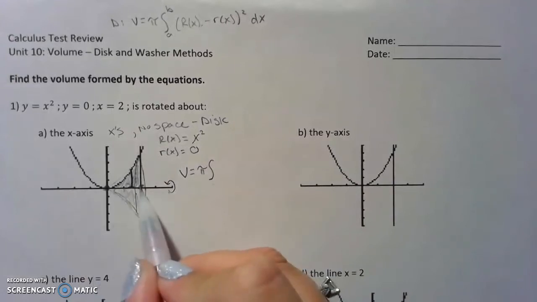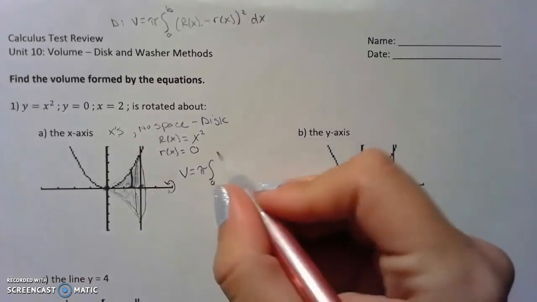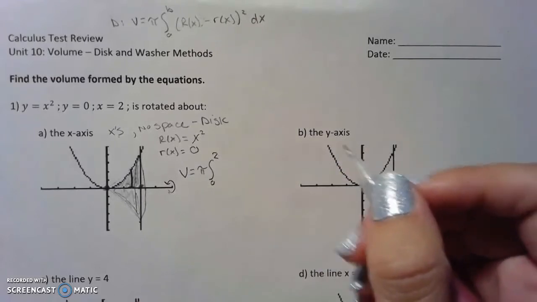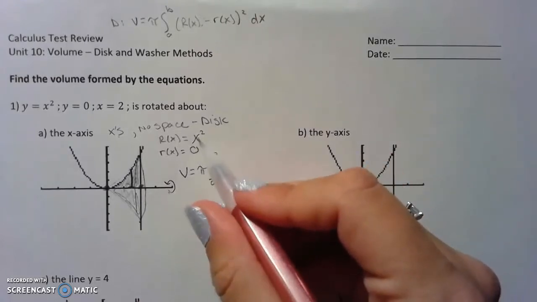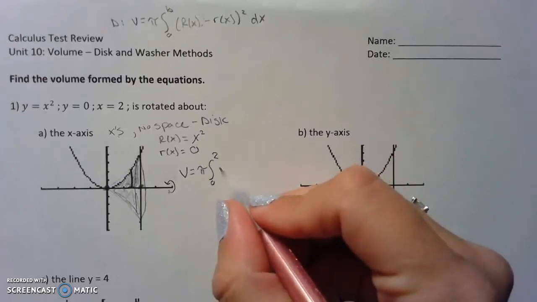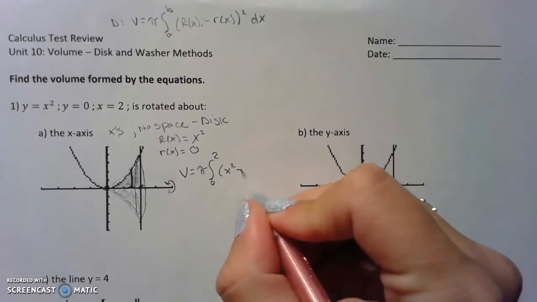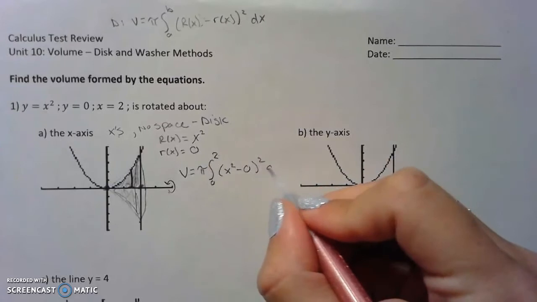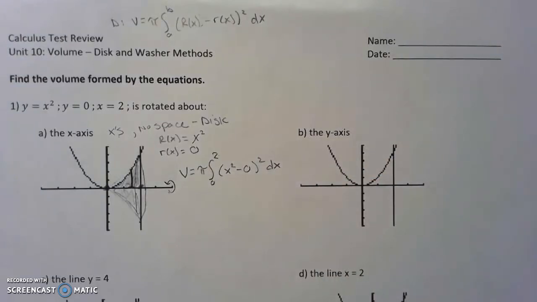So this is a 0 and this is a 2. So this is 0 to 2. Okay, then I'm just going to plug in the outer radius and the inner radius. This is going to be x squared minus 0, all of it squared, with respect to x.